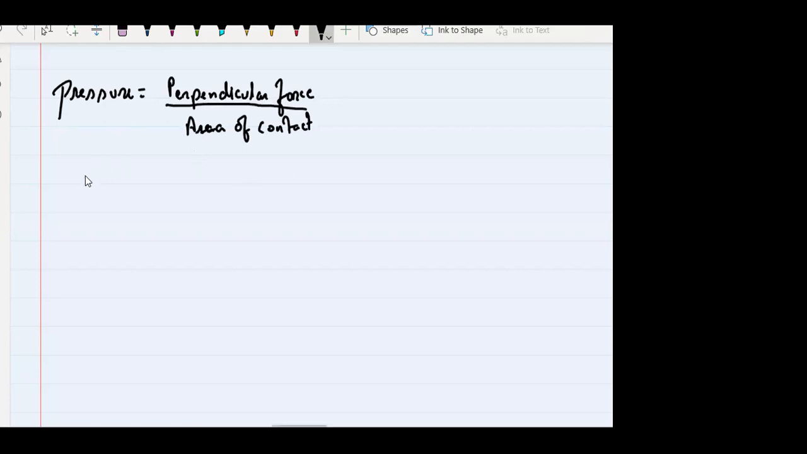Now the unit. What is the unit of force? Sir, the unit of force is Newton, and the unit of area is meter square. So it is Newton per meter square. But Newton per meter square is also called Pascal. Anyone have any doubt in this? Clear? Okay, chalo. Very good.